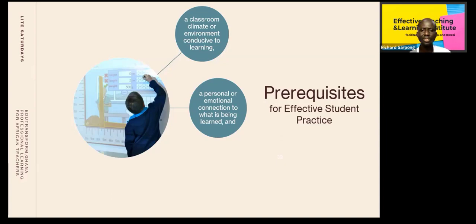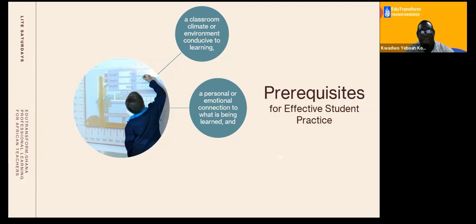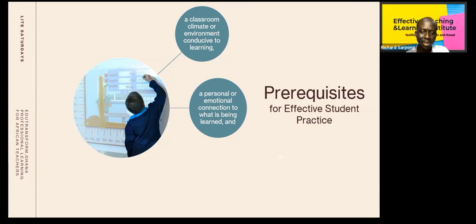Students need to feel confident, they need to feel motivated, they need positive energy, positive emotions to be able to do that. And that means that the second thing is that there has to be a personal or emotional connection with what is being learned. We should be able to situate what we are teaching students or asking students to practice within their own personal or individual experiences, right? And that is very key. That connection with what students already know and have experienced is very important for learning to happen.